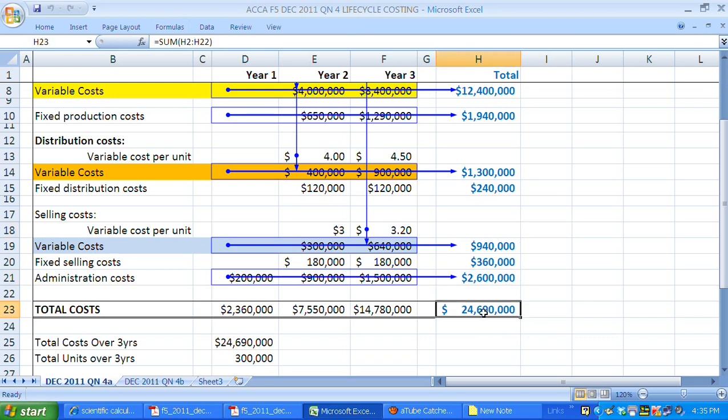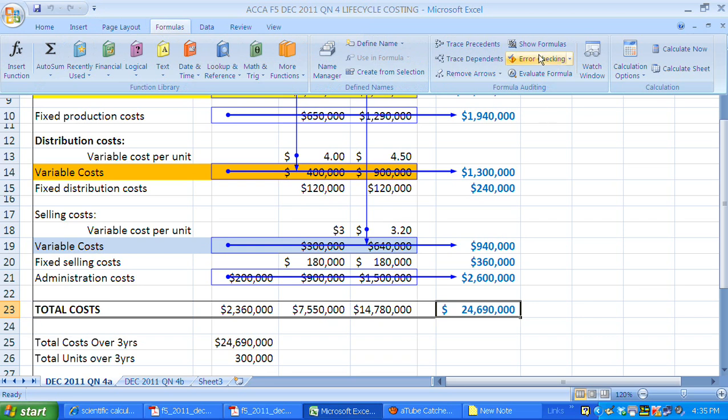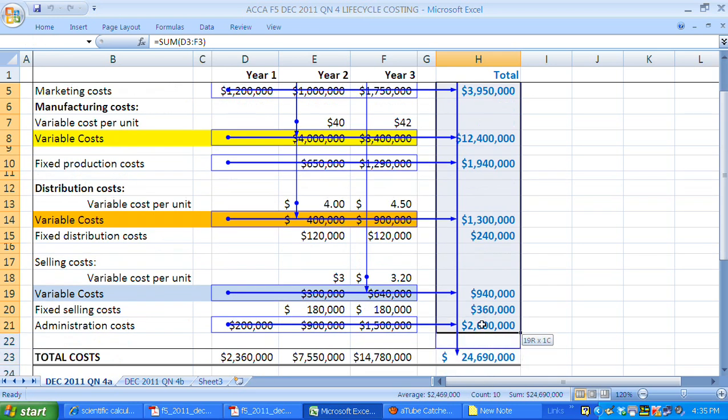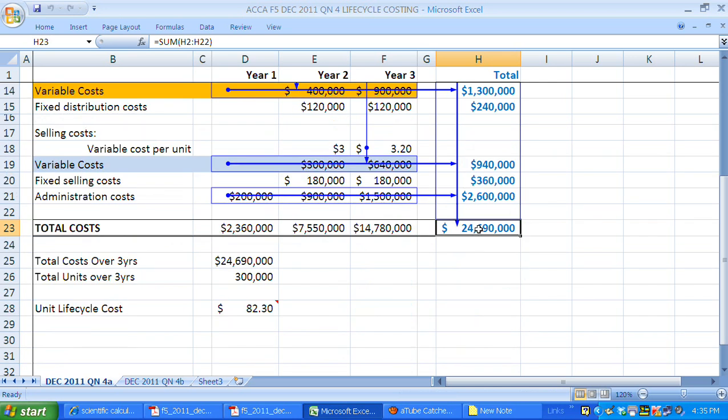So at the end of the day, I sum everything. When I sum up all this, you can see I'm getting 24.69. So our total life cycle costs are 24.69.